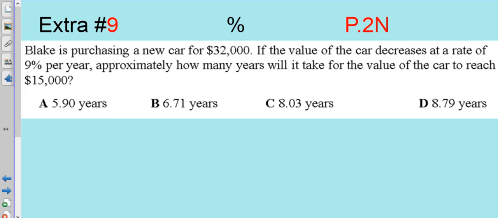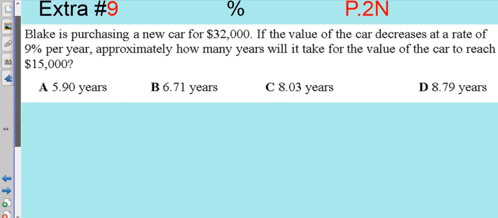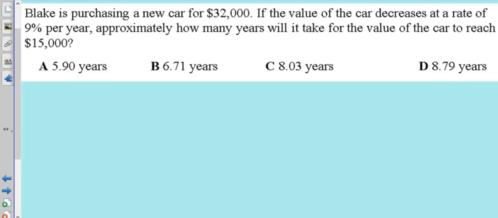All right, extra number 9 for the fall ACP review. It says Blake is purchasing a new car for $32,000. The value of the car decreases at a rate of 9% per year. Approximately how many years will it take for the value of the car to reach $15,000? This "per year" is key because it lets you know which formula to use.